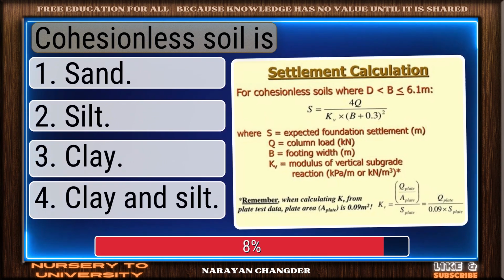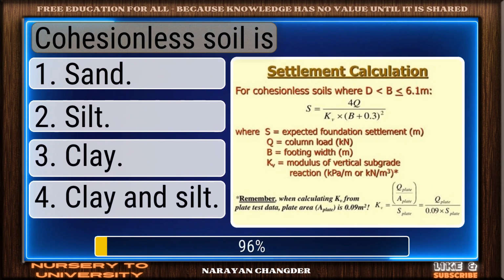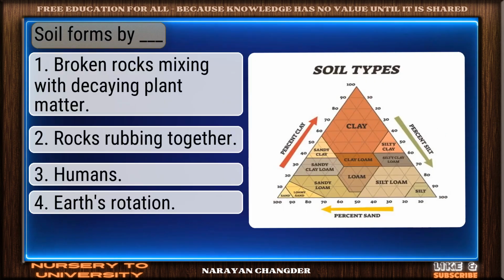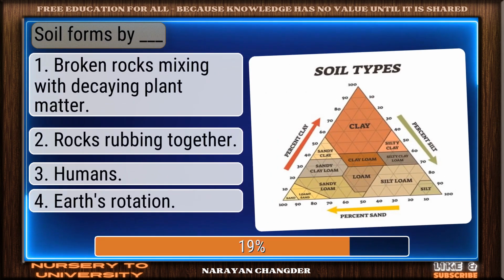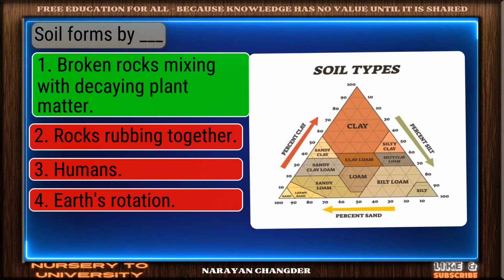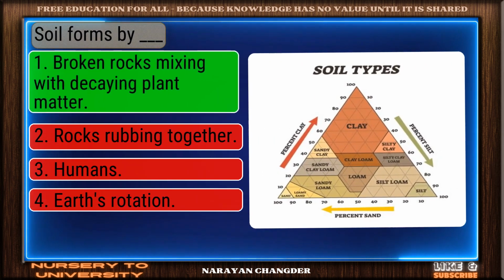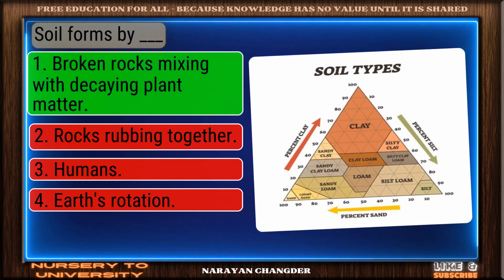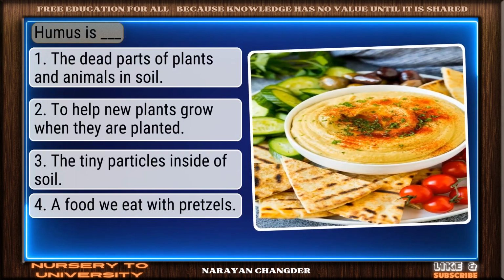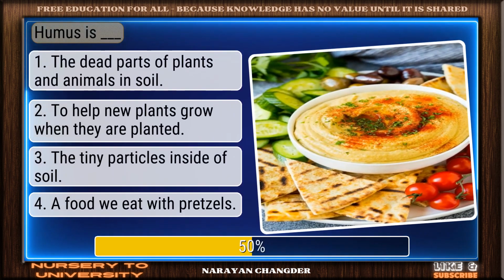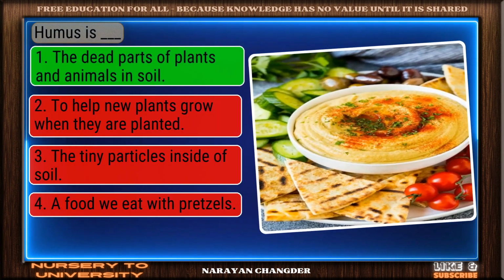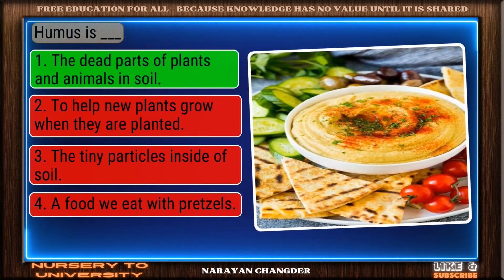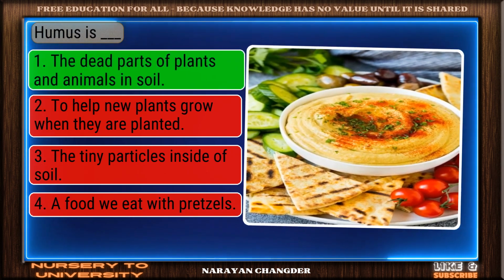Cohesionless soil is. Sharp thinking. Sand is the right choice. Soil forms by dash. Well done. Broken rocks mixing with decaying plant matter is the right choice. Humus is dash. Strong choice. The dead parts of plants and animals in soil is the right answer.